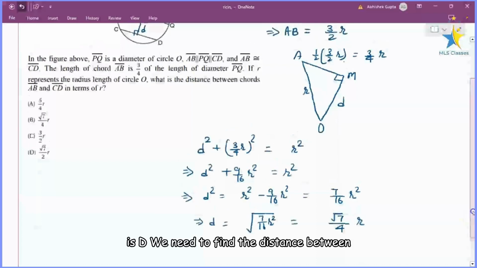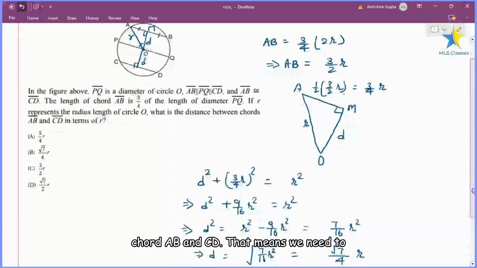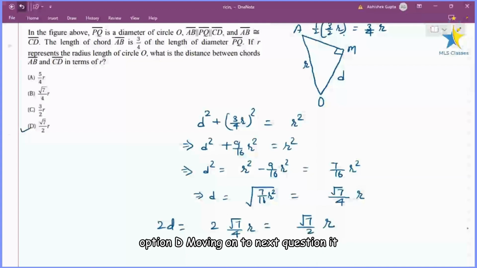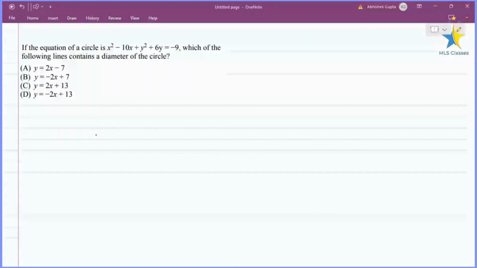But that is D. We need to find the distance between chord AB and CD. That means we need to find 2D. So 2D will be equal to 2 times root 7 over 4 times R. So that is equal to root 7 over 2 times R. So it's option D. Moving on to next question. It says, if the equation of a circle is x square minus 10x plus y square minus 6y is equal to negative 9, which of the following lines contains a diameter of the circle?